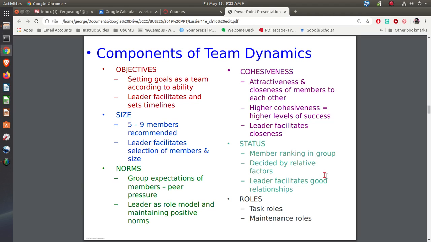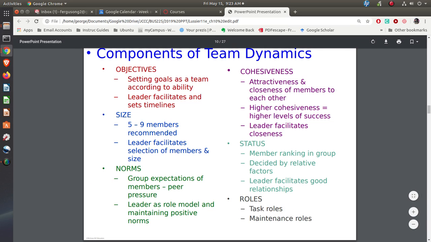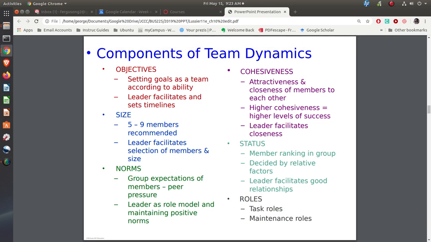Status is member ranking within the group and the status of the group within the organization. A higher status gives them more power. Lower status, you get less. And then what are the roles that are being taken on by team members? There's basically 2 types of roles: task roles and maintenance roles. Task roles are the things that get things done. Okay, so for example, initiating the problem, consensus testing, information seeking, information giving. These are all roles that people will take on to make sure that things get done.